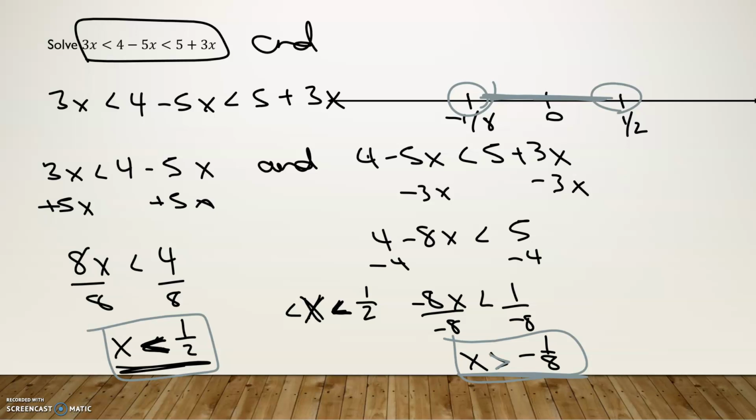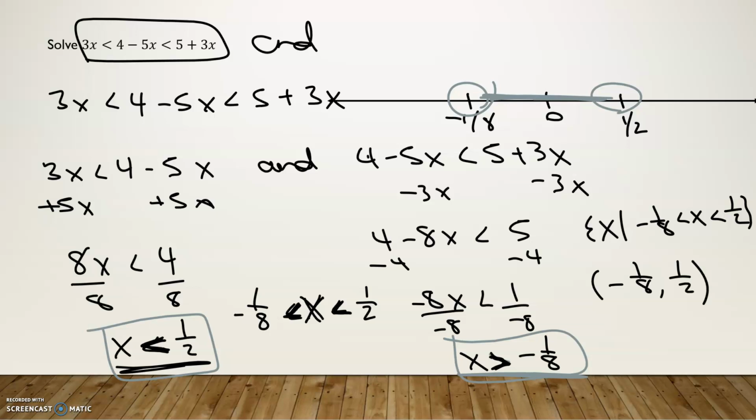Notice that the smaller portion of the inequality is on the side away from x, and the bigger quantity of the inequality is facing x. So this would be -1/8. So x goes between -1/8 and 1/2. Since I have both less thans and not less than or equal to, I'm just going to have open circles. For set builder notation, x such that x is between -1/8 and 1/2. For interval notation, it starts at -1/8, not including it, goes up to 1/2, and doesn't include 1/2 either.